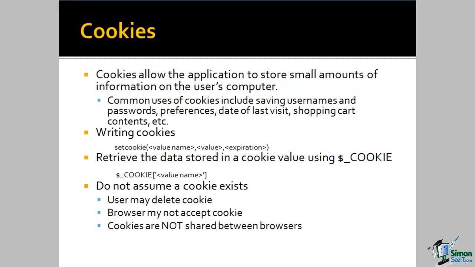To write a cookie, we use the PHP function setCookie, which takes 3 arguments: the name of the value that we want to store, the value we want to store, and an expiration date of when that cookie will no longer be valid. To retrieve the data stored in a cookie, we use the cookie superglobal with the name of the value that we want to retrieve.